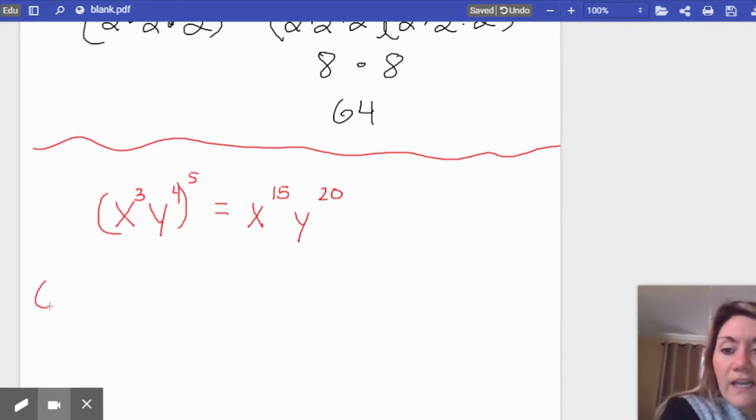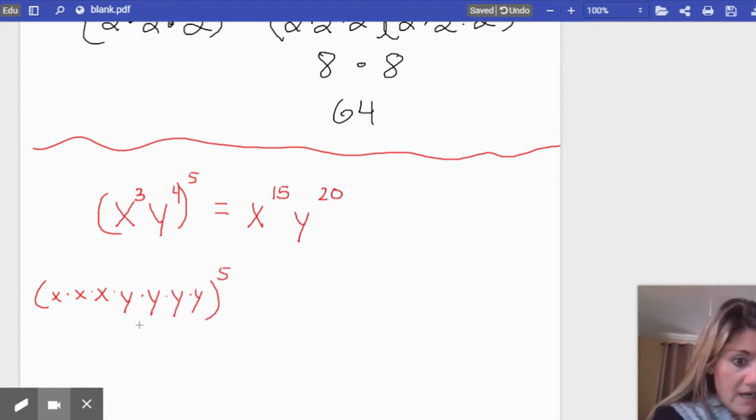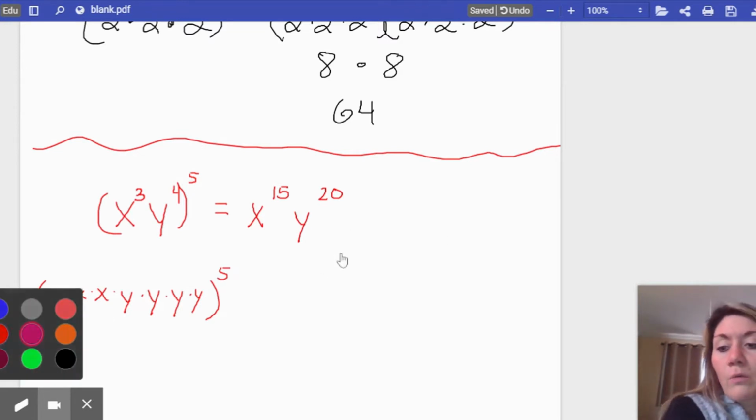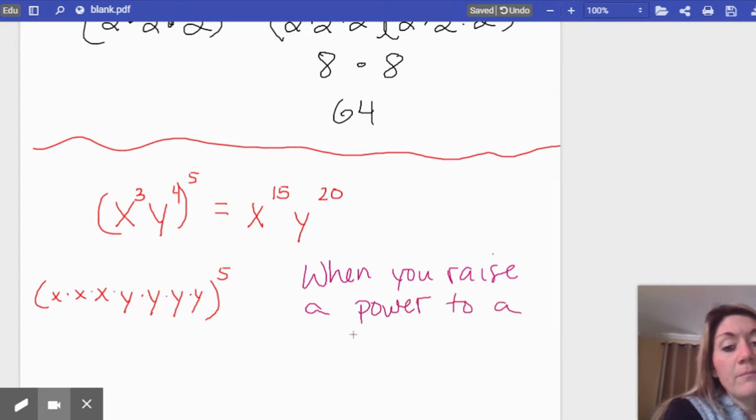So x cubed, once again, is x times x times x. And y to the 4th is y 2, 3, 4. So I have this 5 times. So that is why you multiply the exponents. So if you want to write this down, when you raise a power to a power, you multiply the exponents.